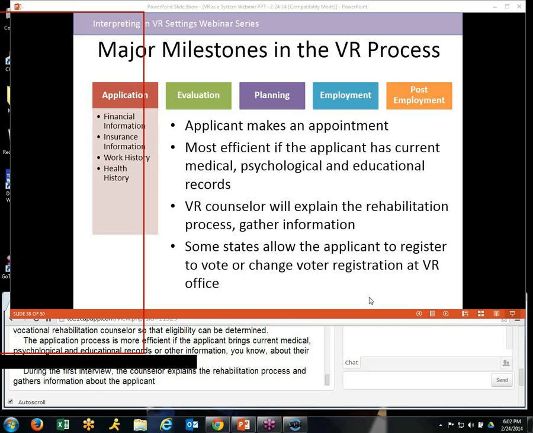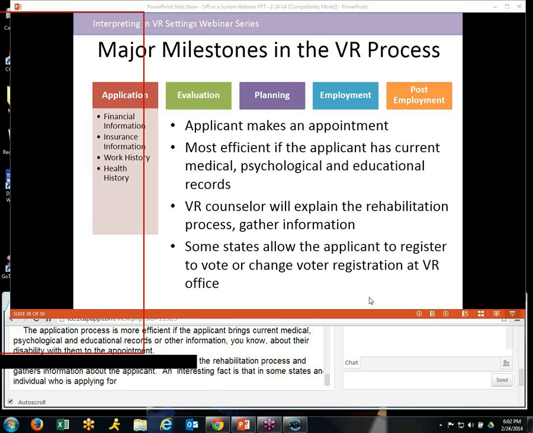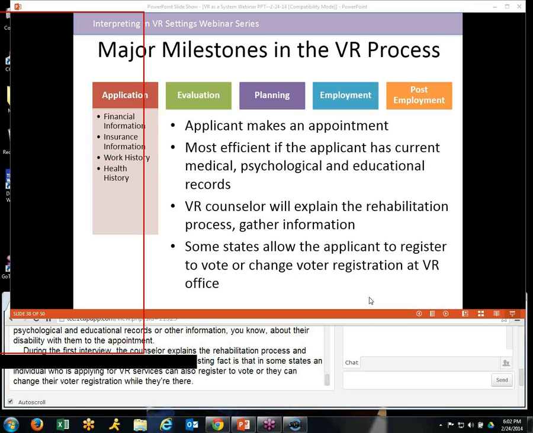An interesting fact is that in some states, an individual who's applying for VR services can also register to vote, or they can change their voter registration while they're there. Next slide.